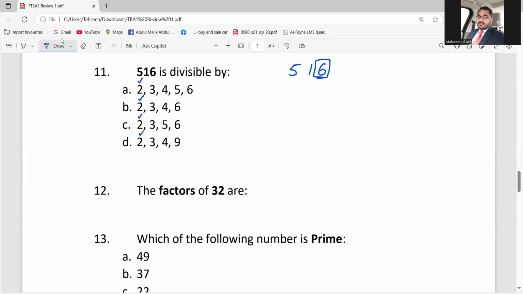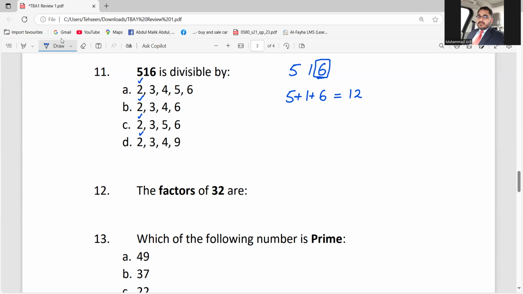Then we'll check for 3. For 3, the rule is, as 516 is a big number, it is difficult to check directly. Then what is the rule? We need to add these 3 digits. After adding, 5 plus 1 is 6, 6 plus 6 is 12. Now we can check whether 12 is divisible by 3 or not. Yes, 4 threes are 12. 12 divided by 3 is 4. This is divisible by 3.